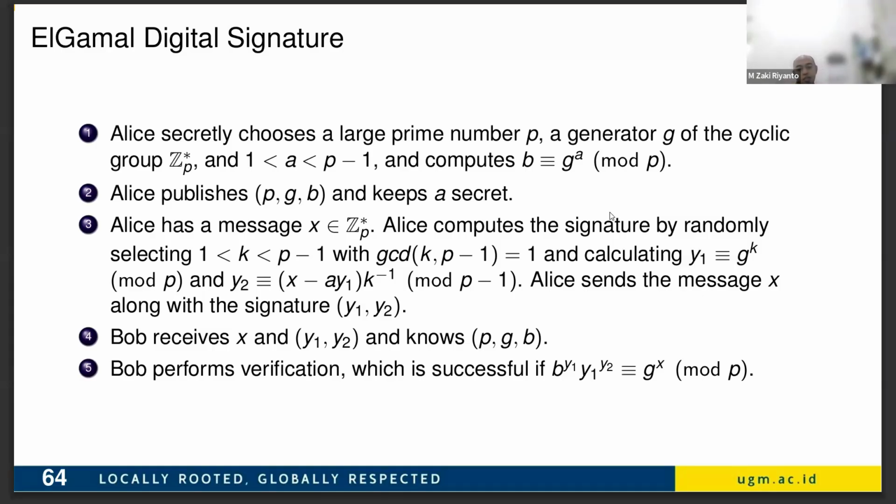And then Bob receives the signed message, that is x, y1, and y2. Bob also knows the public key from Alice, that is p, g, and the public value. Then Bob conducts a verification. The verification is true if this equation, or this congruence, is true. Okay, and you can prove that it is true.